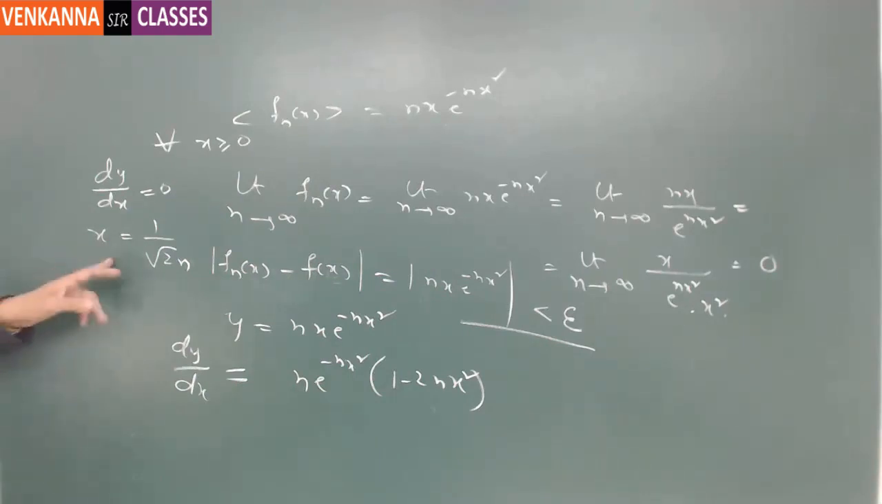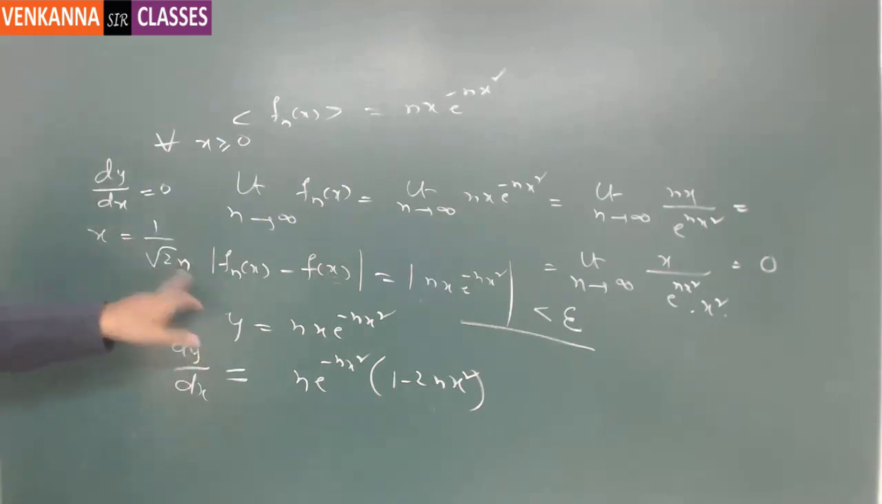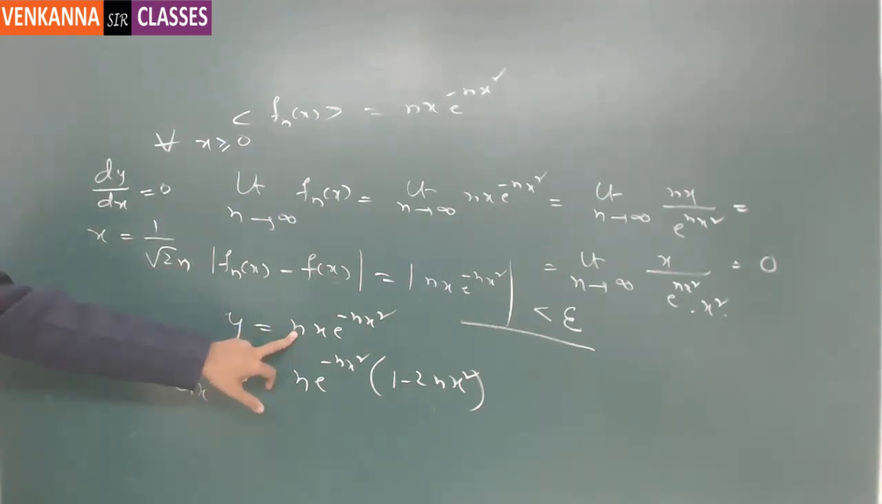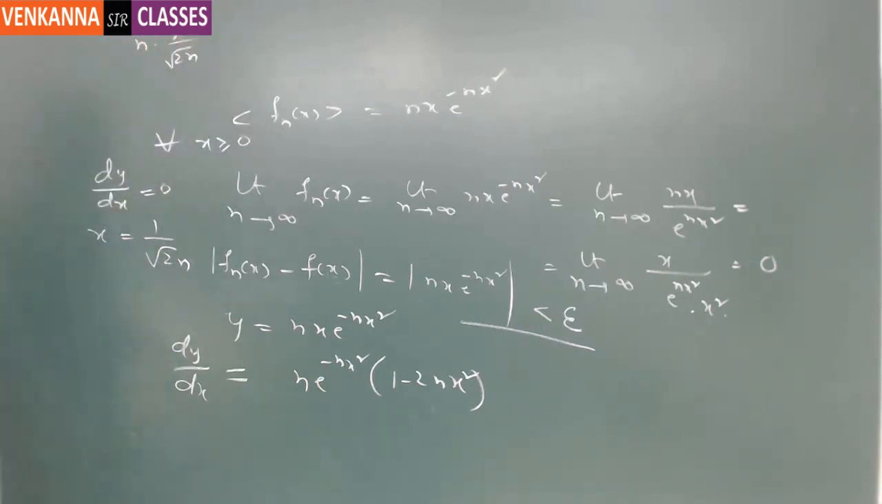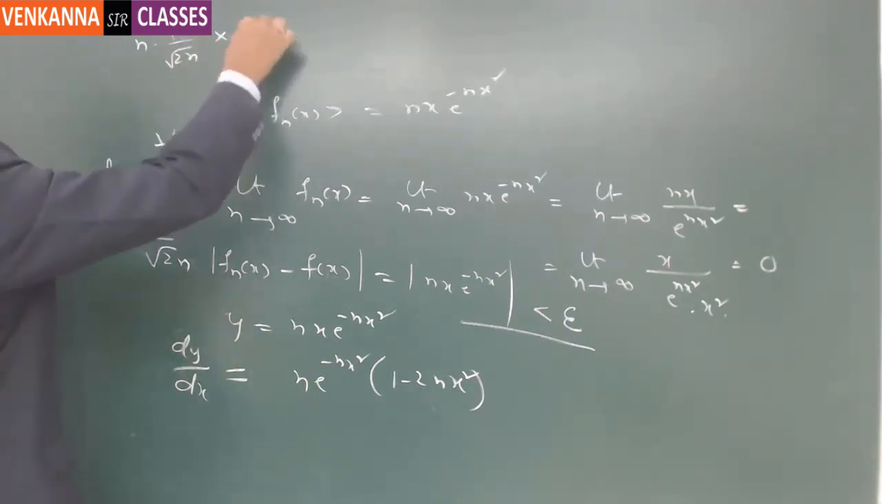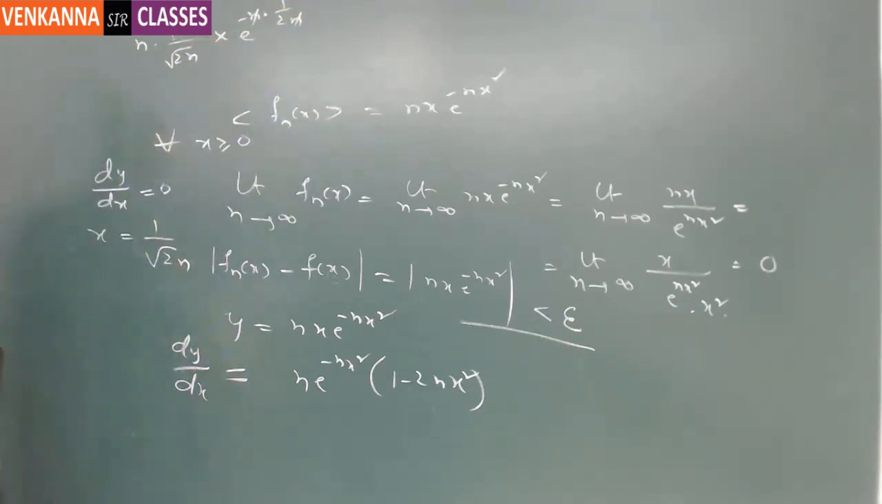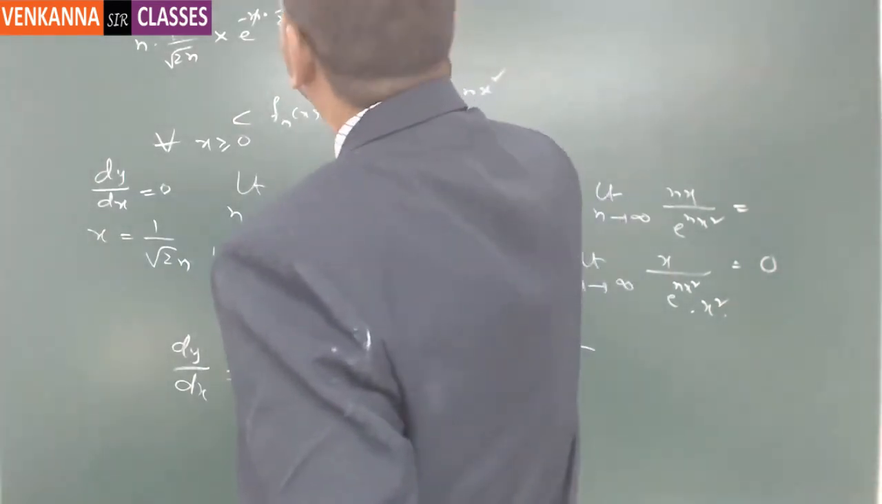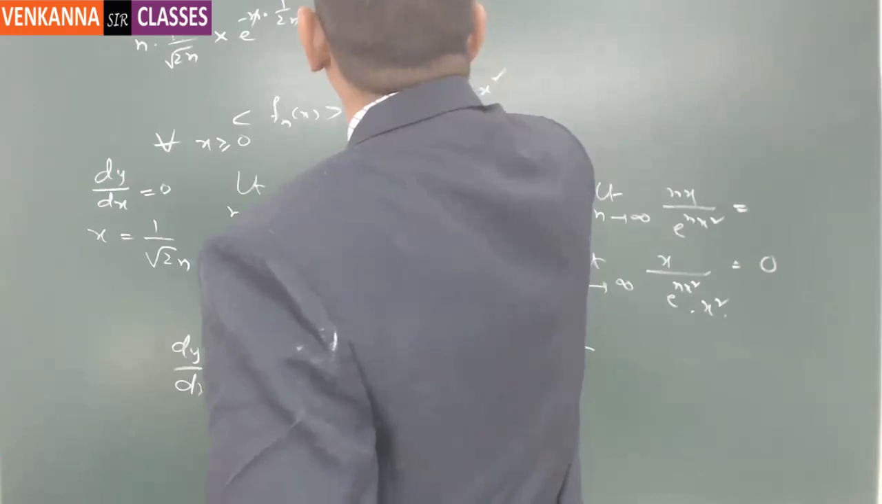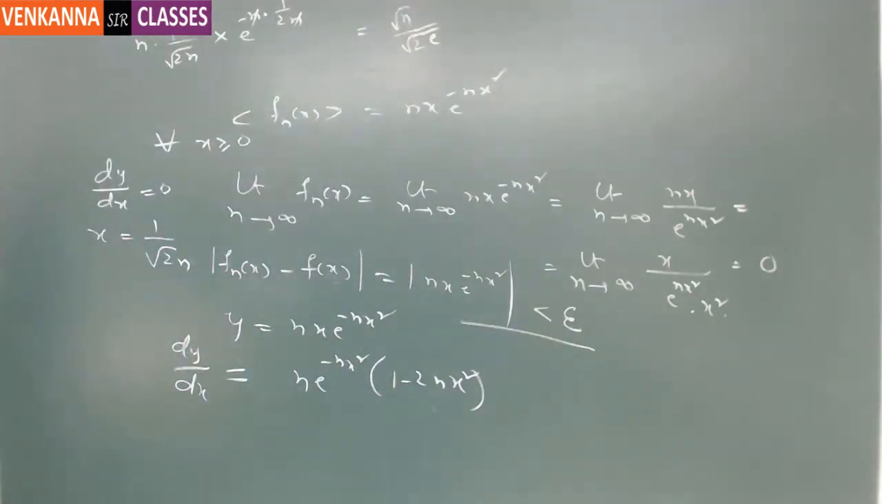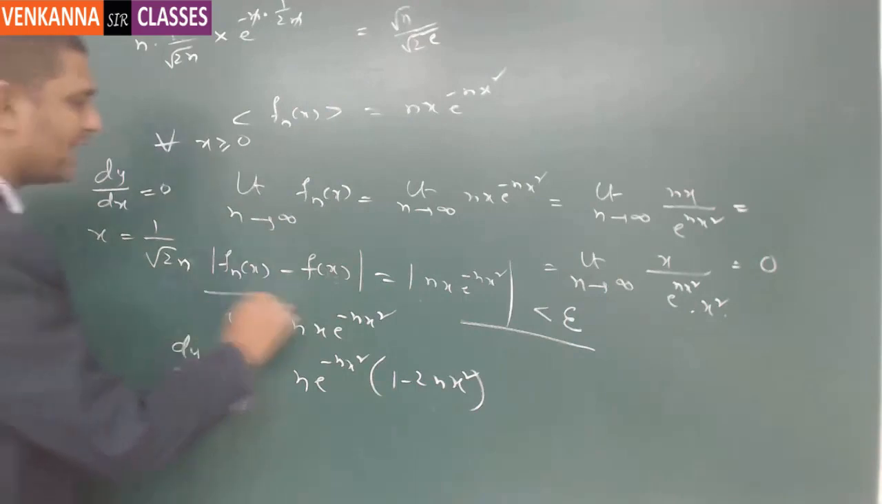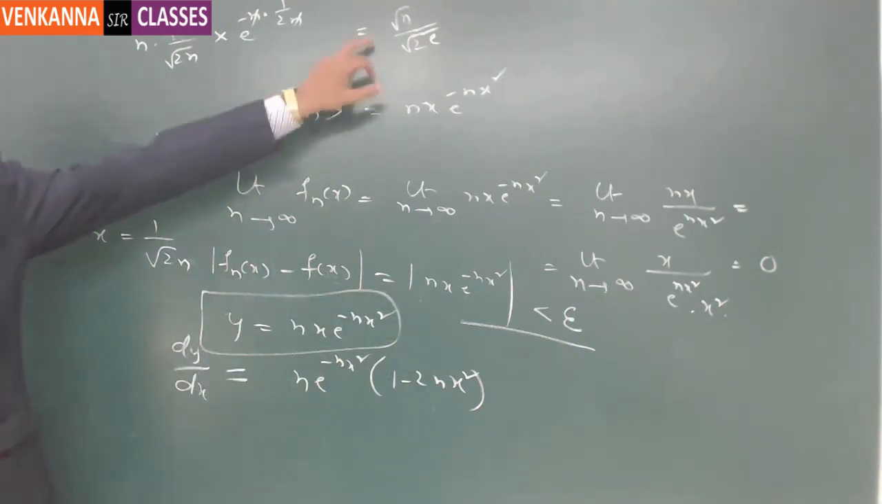So if you want to say that this value gives the maximum of y, if you substitute x equal to 1 by root of 2n here, then let us go for it. n into 1 by root of 2n into e power minus n into 1 by 2n. So these two get cancelled, giving root n by root 2e. If I substitute x equal to 1 by root 2n in y, the maximum value of y will be this, root n by root 2e.